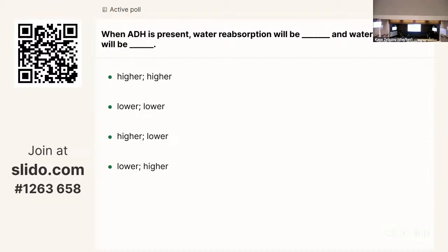And so we want to be able to tell, what does our urine look like? What is our reabsorption? What is our excretion when we have this hormone present versus when we don't? Okay, so we're going to start out, right? When we have ADH there, when we've got ADH present, are we going to see higher or lower water reabsorption? And are we going to see higher or lower water excretion under these conditions?